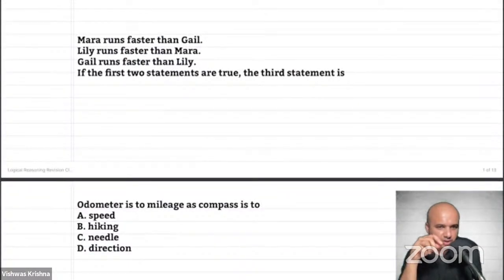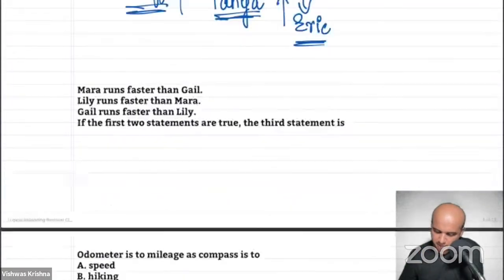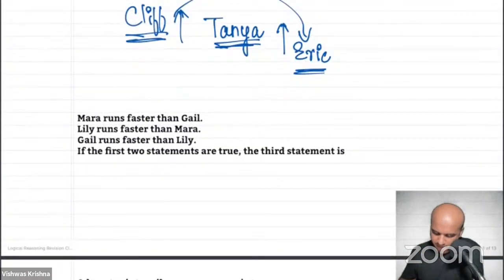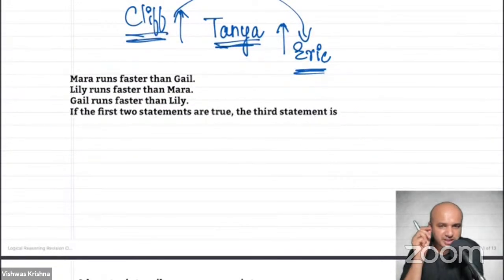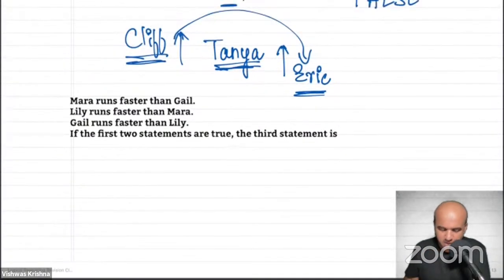Okay. Next, let us look at the second part of the question, or rather, it's a different question. Now, in this question, they say Mara runs faster than Gail. Lily runs faster than Mara. Okay. Gail runs faster than Lily. Okay. This again is a similar type of question. Let me pictorially represent this. Mara runs faster than Gail. Lily. Okay. Lily is the fastest.